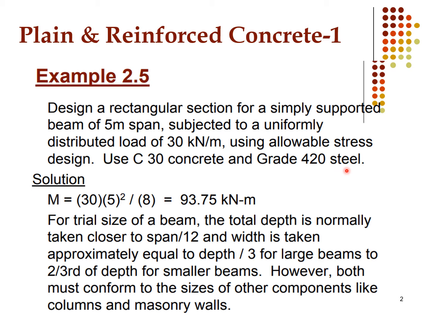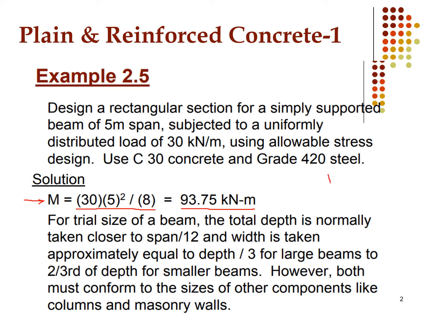420 megapascal. So the first thing for solving this example is to calculate the moment. We know that this is a simply supported beam, therefore moment is equal to omega L squared by 8. Omega is the uniformly distributed load, that is 30, and 5 is the span or length, divided by 8. So we will get M equals 93.75 kilonewton meter.